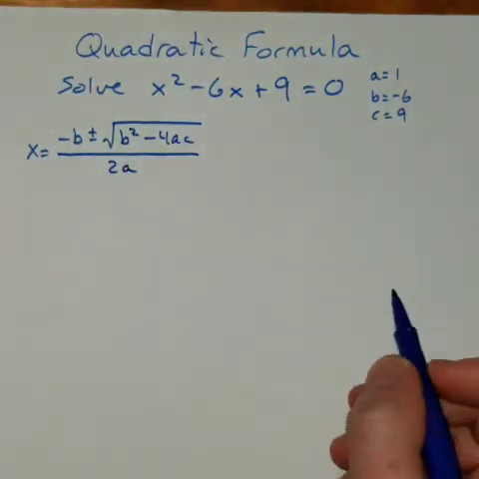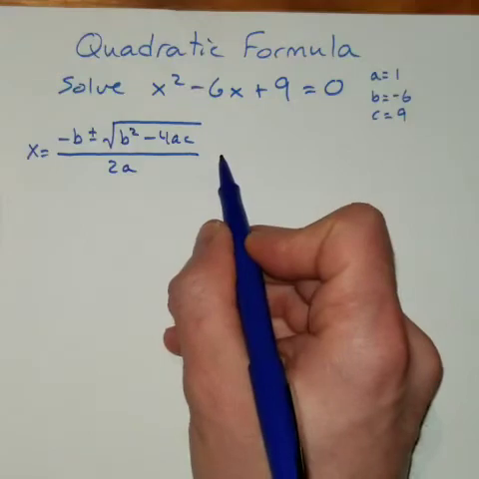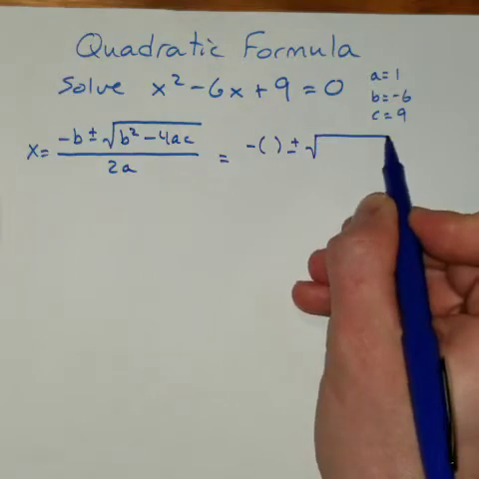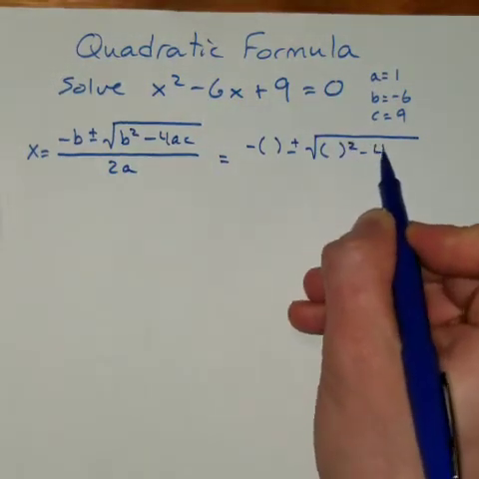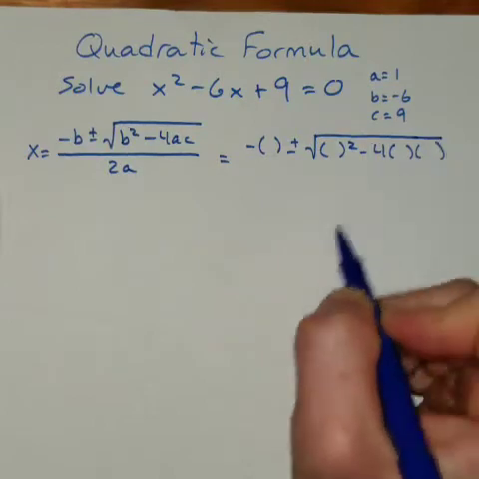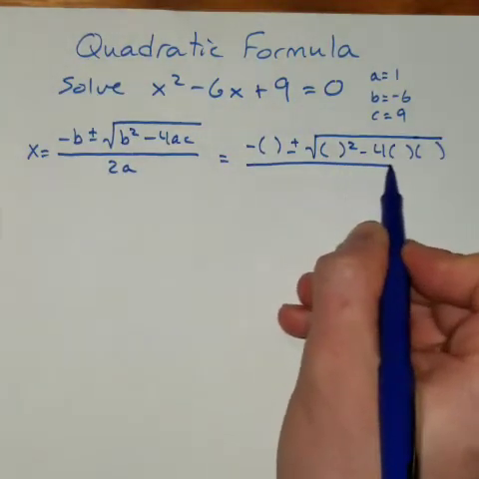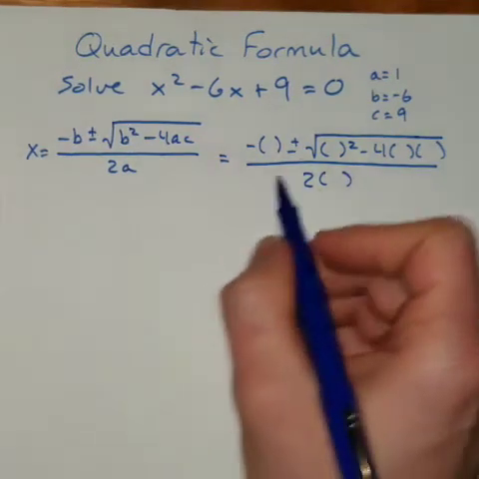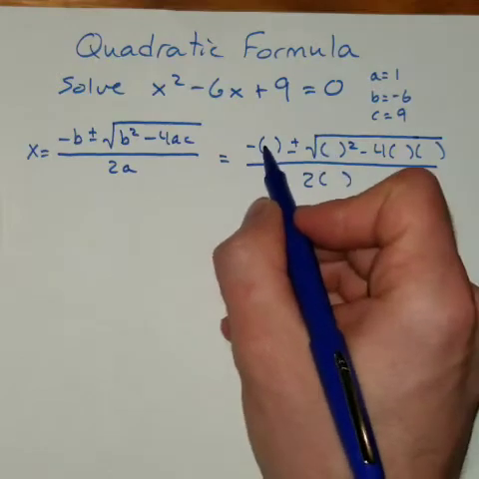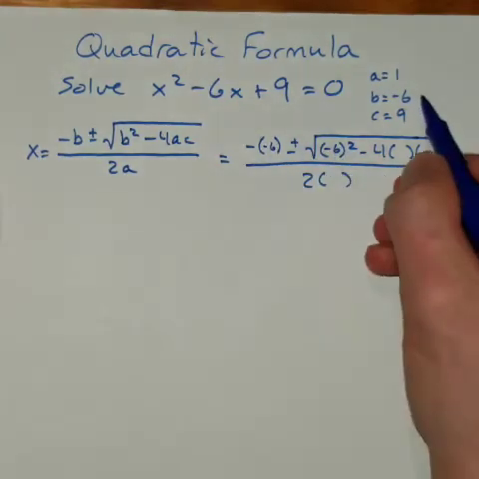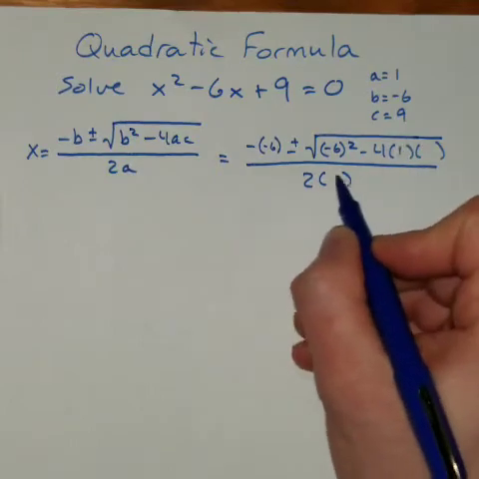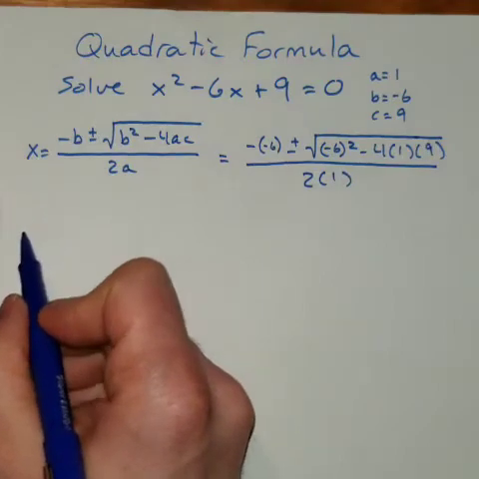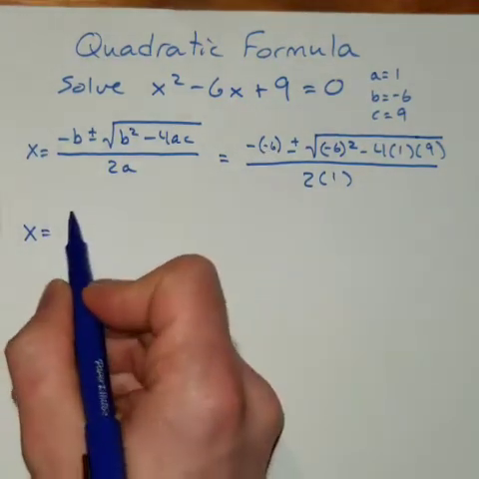There's the formula. Now I've got to do it with the parentheses. Okay, so negative parentheses plus minus root parentheses squared minus 4 parentheses, all over 2 parentheses. Now we plug in our a, b, c. So the b value goes in here, that's -6 and -6. The a goes in two of these spots, that's a 1 and a 1, and the 9 goes in for c.